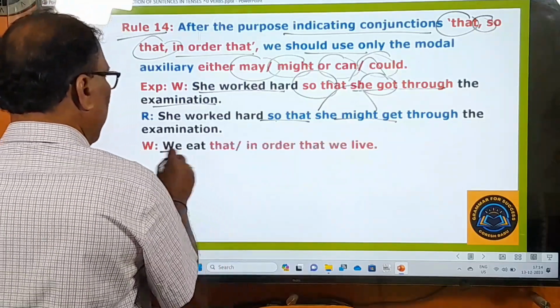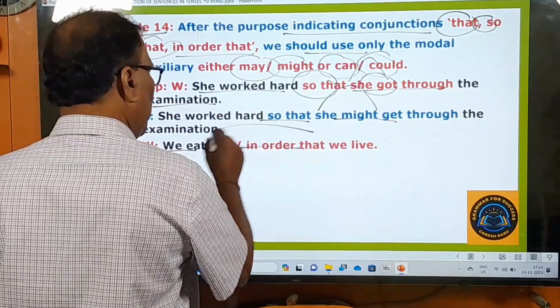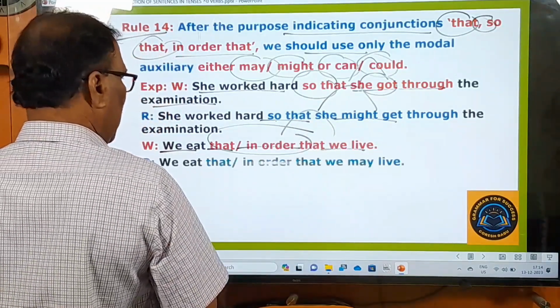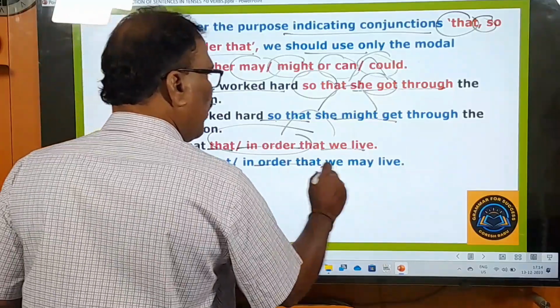Right. And we eat that or in order that. I have used these two conjunctions. We live. Simple present tense is used here. This is not correct. So we eat that in order that we may live.